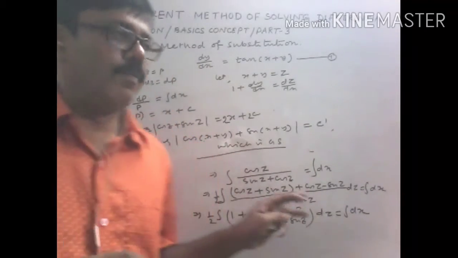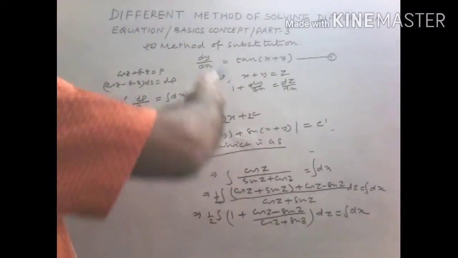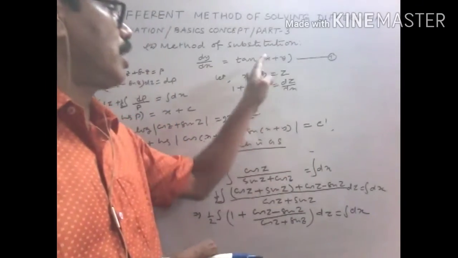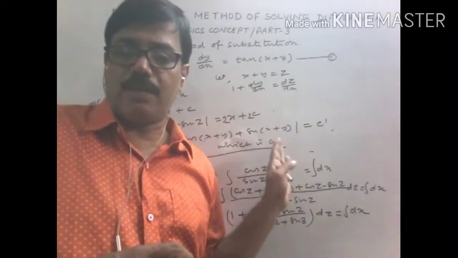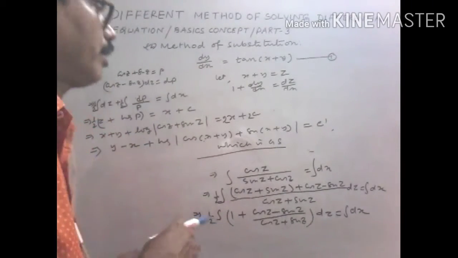So initially, dy/dx equals tan(x plus y), we cannot separate the variables, but by putting a transformation, that is x plus y equals z, it can be transformed into separation of variables.